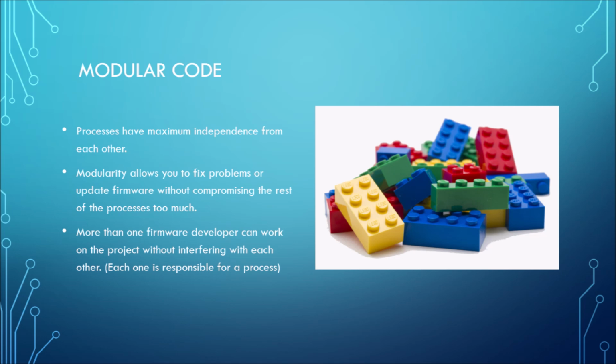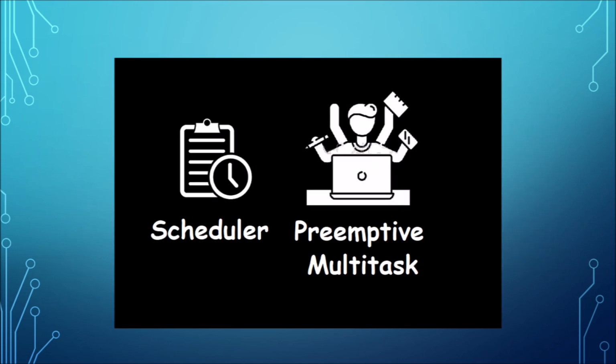Each of these processes or tasks must be modular, meaning they must be as independent as possible from each other. In this way, an error can be corrected or an update can be made without affecting the other tasks. Another advantage of modularity is that each task can be assigned its development and maintenance to different programmers, and each one would work independently without interfering with each other. To achieve this goal, a task scheduler or preemptive multitasking processing is used.